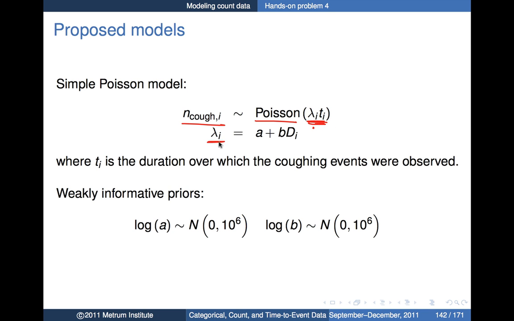And then that event rate is modeled again as a straight line. Then we're just going to put some very weakly informative priors in here for our intercept and our slope. The only informative bit you see in there is that I have enforced non-negativity on both A and B by using a log-normal rather than a normal distribution. That makes sense because we do want to restrict lambda itself to be non-negative in the Poisson distribution. Okay, so let's start by implementing that.